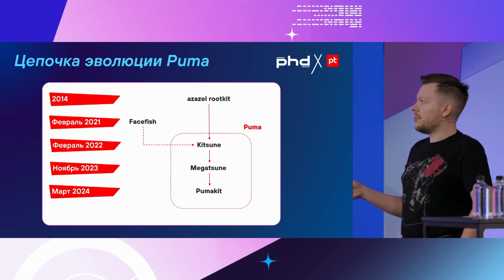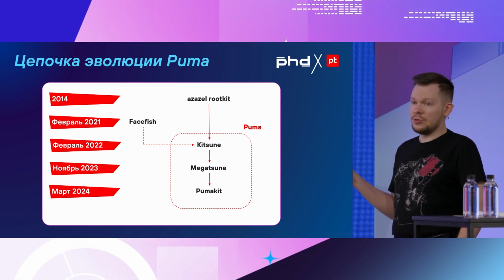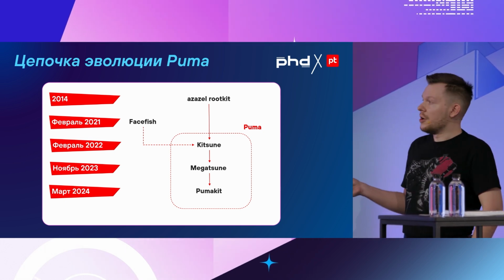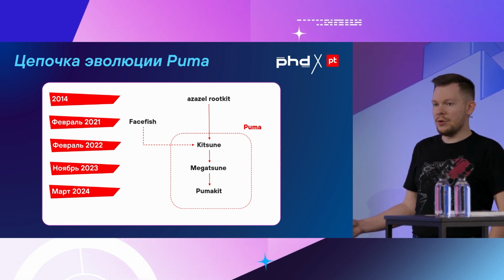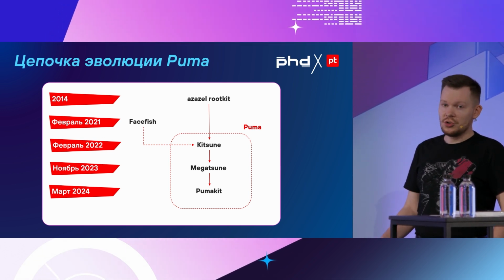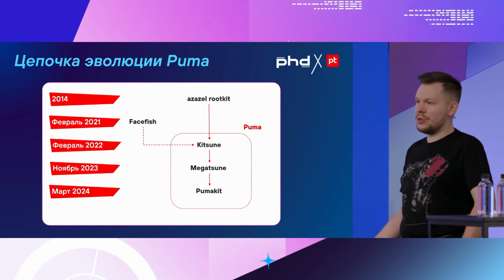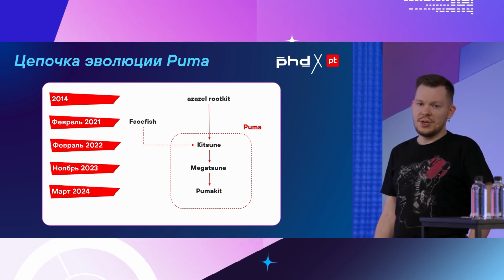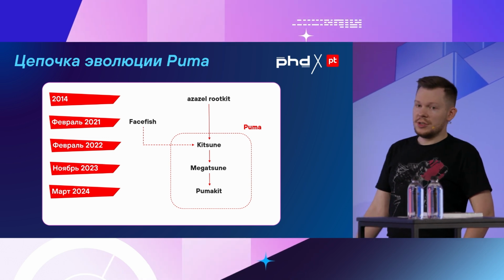Having analyzed a lot of files, we see a clear pattern beginning from the Azazel rootkit, which was taken as a basis. Rootkit Kitsune, and they added a backdoor and stealer based on FaceFish. At the same time, Megatsune is an intermediate link between Kitsune and Puma. We see that most of the functionality that is available in Puma is already in Kitsune, but there is no split into two modules, backdoor and rootkit.